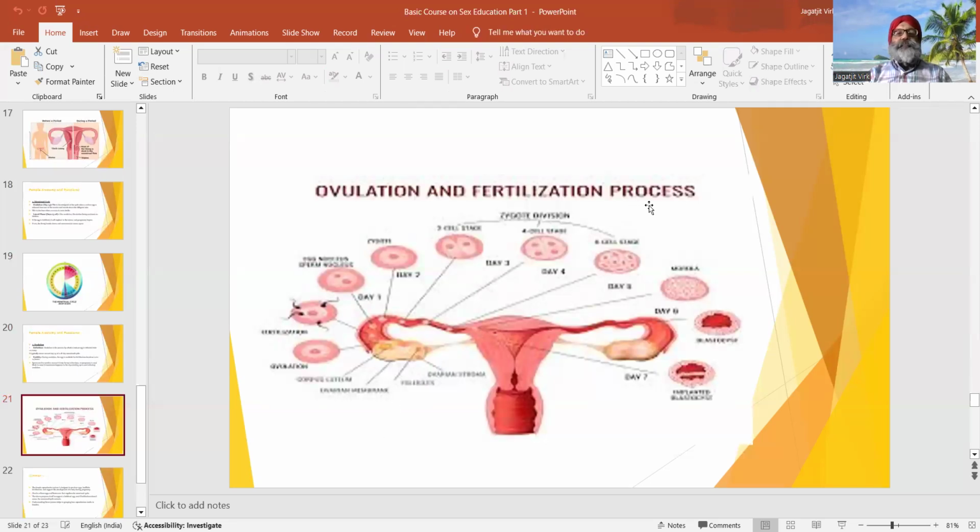Ovulation and fertilization process is depicted here. This is day 1, day 2, day 3, this day 4, zygote division, this day 5, 6, 7, and this is 7. Here the implantation occurs.